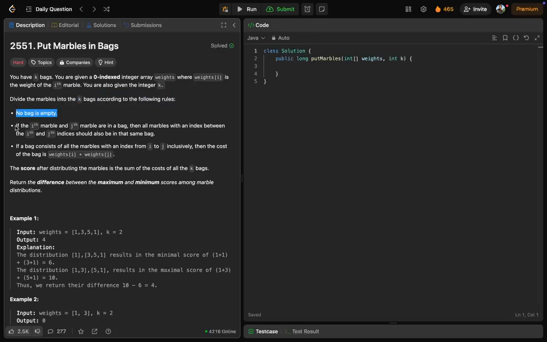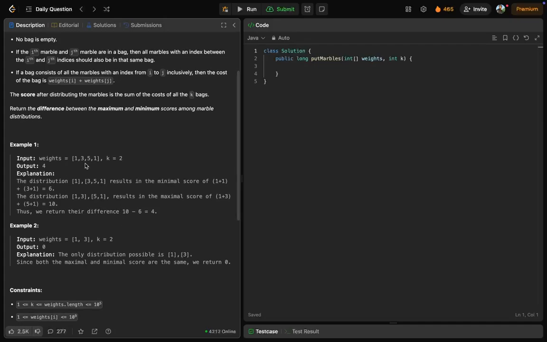No bag is empty. If the ith marble and jth marble are in a bag, then all the marbles with an index between i and j should be in the same bag. If a bag consists of all the marbles with an index i to j, then the cost is the first and the last value. The score after distributing the marbles is the sum of all the costs. And we need to return the difference between the maximum and minimum score.